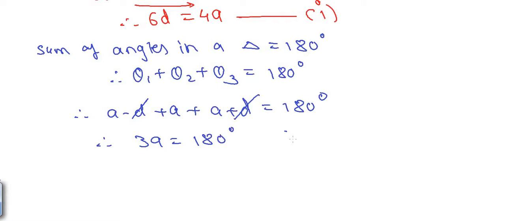Now shift that 3 to the right hand side. It will go to the denominator of 180 degree, and so we get a equal to 180 upon 3 degree. 3 6 18, and so we get a equal to 60 degree.